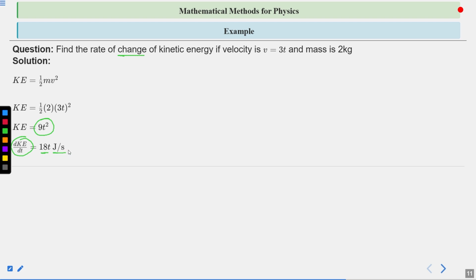Now in this question, suppose t is equal to 2 second, then what will be the rate of change of kinetic energy? 18 joule per second, 18 into 2. So 18 into 2 is what? 36 joule per second. I hope this is clear. Now our answer is 18t joule per second. This is the unit. The unit of kinetic energy is joule and the unit of time is second. That's why it becomes joule per second.